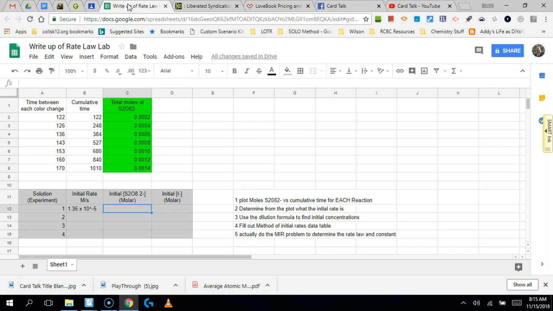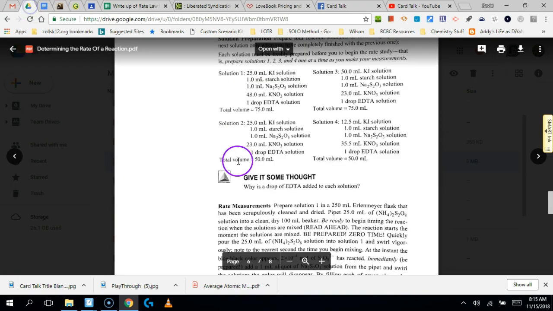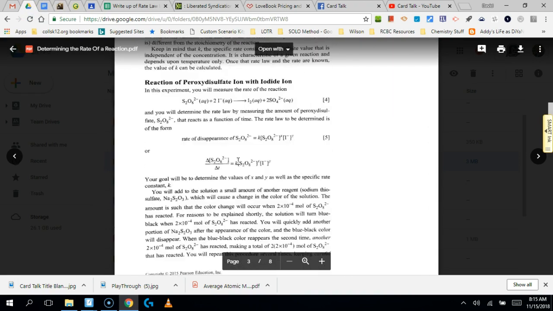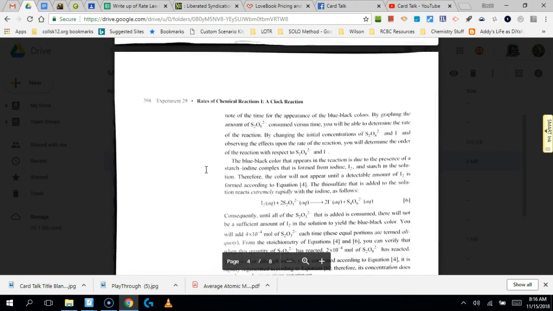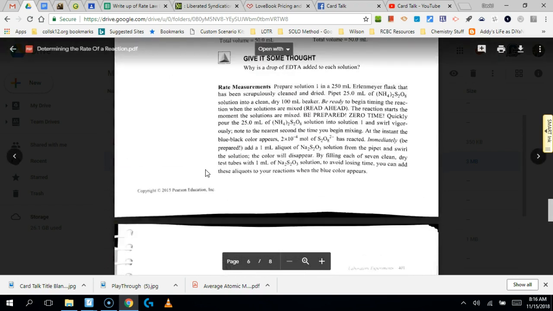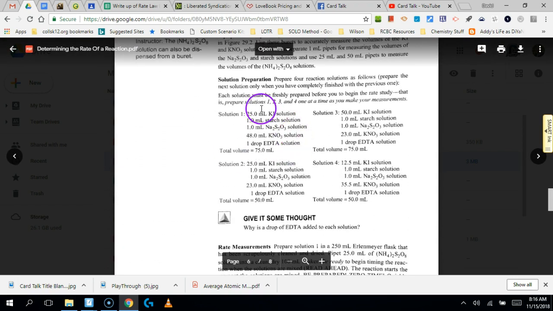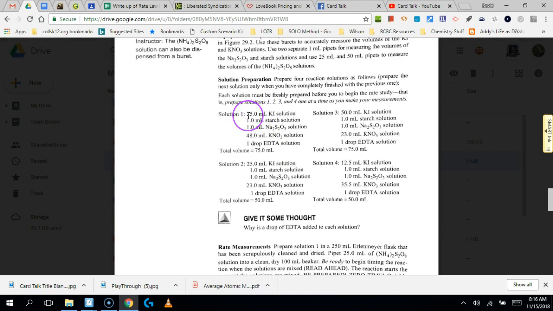So let's call up the actual lab handout. And you'll notice that in the lab handout, the amount of peroxysulfate we used was 0.2 molar, and iodide in the form of KI is 0.2 molar. That's what we used out of the bottle. And then we mixed it with stuff and it was diluted. Okay, so we're going to go down to where the solutions were. Past it. Okay, and you'll see in this first solution, we used 25 milliliters of KI.